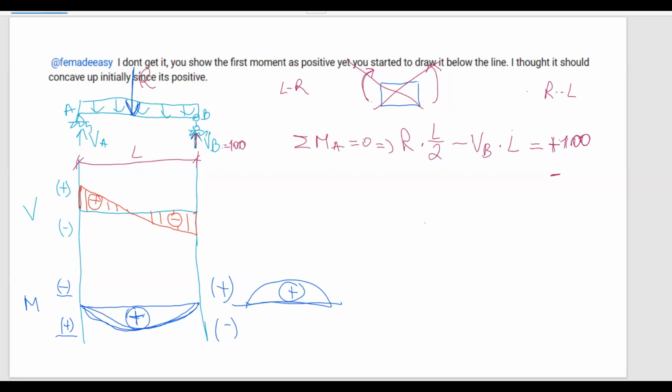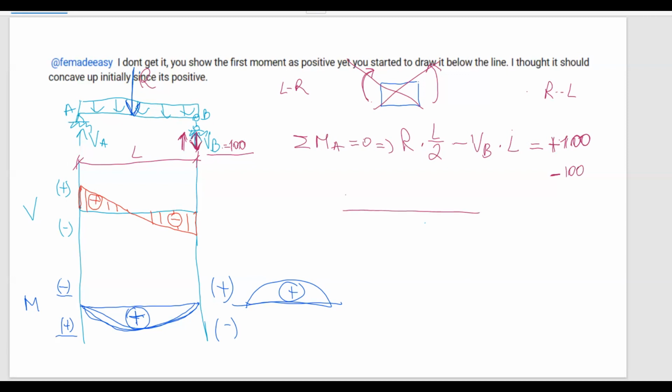But if you do this calculation and you get minus 100, what that means is that the assumption you made at the beginning about the direction of your reaction is incorrect. So all you do is keep the 100 value for your reaction, and you just change the direction of your reaction. Obviously, in this case, the reaction is upward, right? Because we have the load pushing down, the reaction is going to be upward. But sometimes it's not as easy to know the direction of your reaction.